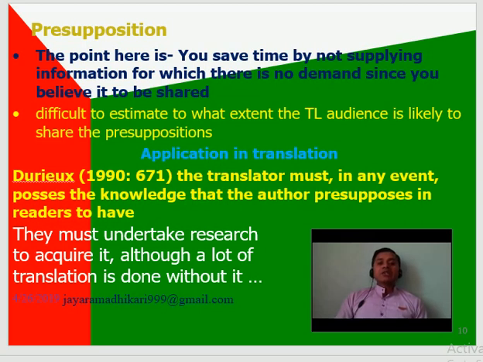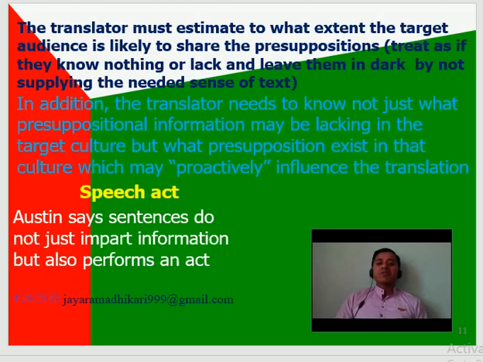In this context, Dureux 1990 says that the translator must, in any event, possess the knowledge that the author presupposes in readers to have. So they may undertake research, but a lot of translation is done without research on presupposition. So in addition, the translator needs to know not just what presuppositional information may be lacking in the target culture, but what presupposition exists in that culture which may create proactive influence in the translation.